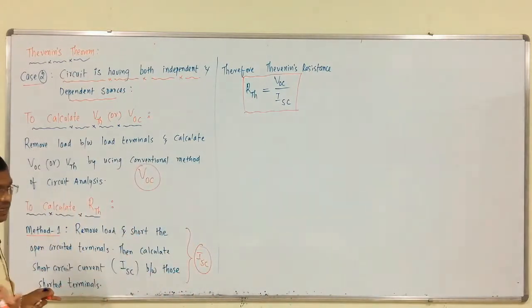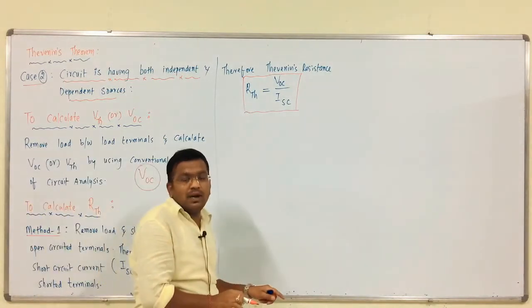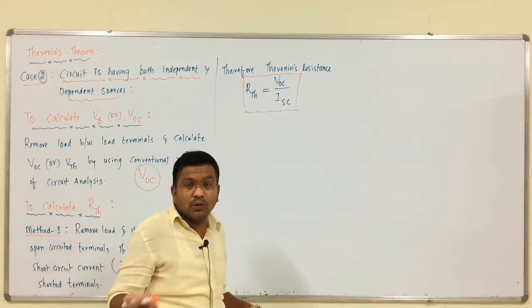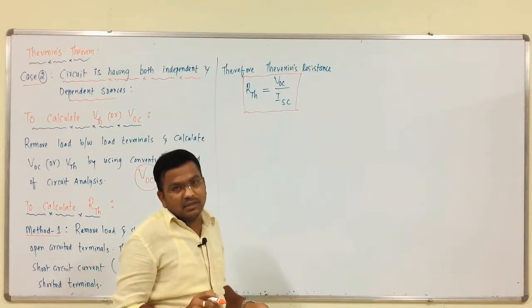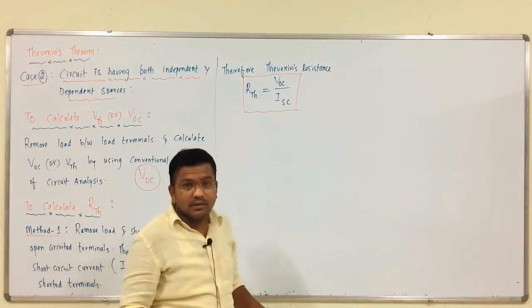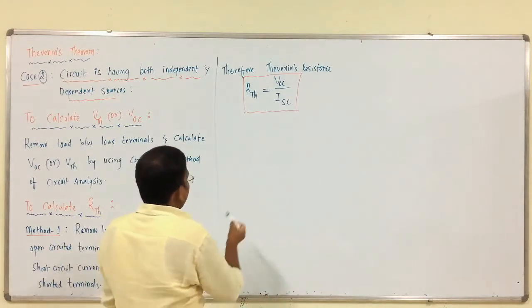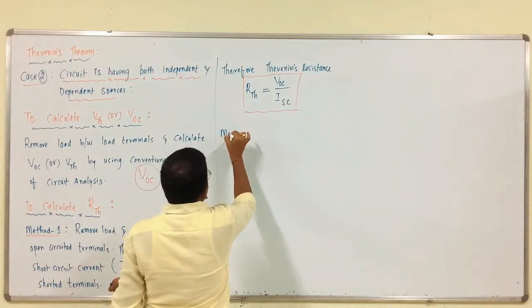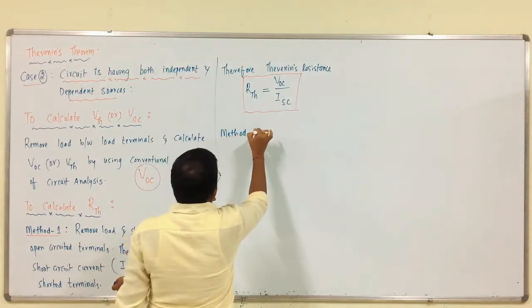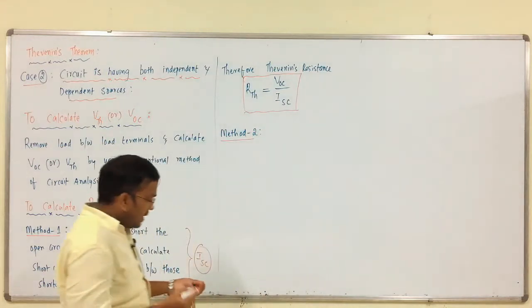But to calculate RTH we have two methods. This is method 1. So, remove that load and short those two terminals, and we have to calculate the short circuit current between those shorted terminals. So, VOC by ISC is nothing but RTH, completed. Next, method 2.